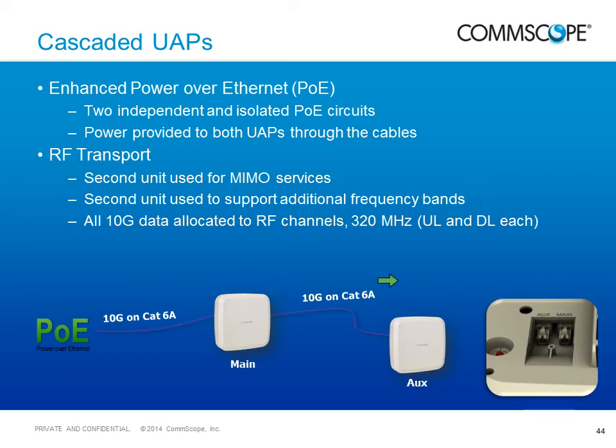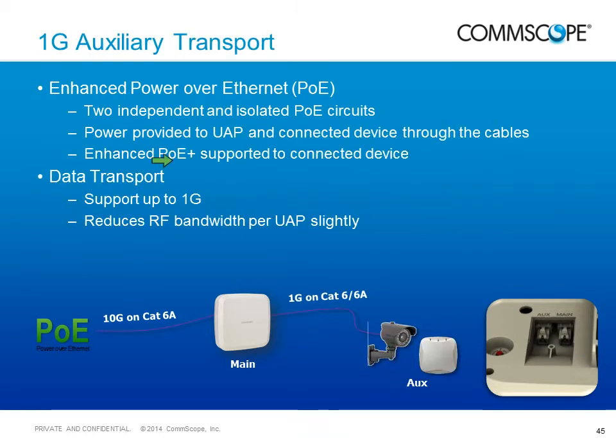The other option for the auxiliary port is, instead of using a second UAP, we can use a Wi-Fi access point or an IP camera based on the 1G, or 1 gigabit, standard. So we can power those, and we can have Wi-Fi supported over ION-E very, very easily. As long as we have a Cat6a cable, and again we have two circuits within the Cat6a cable to power either two UAPs or one UAP and an IP device.